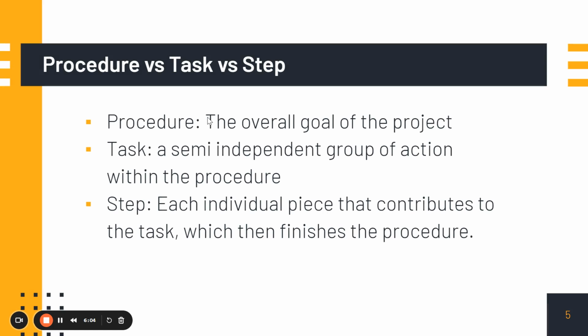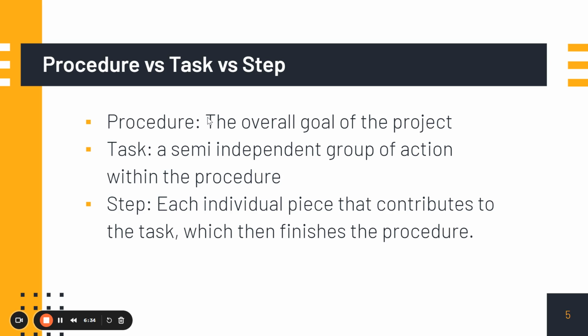Procedure versus task versus step. So your procedure is the overall goal. My procedure is to change the oil. Actually, I don't know anything about changing the oil. My procedure is to bake a cake. A task is a semi-group of actions within the procedure. So one of my tasks in baking the cake may be mixing my dry ingredients. And then the step is each individual step I take to contribute to the task, which ultimately finishes the procedure.